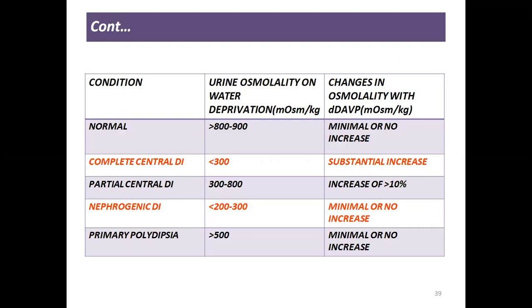So we have these two tests, that is the water deprivation test and artificially injecting the vasopressin. If the condition is normal and the patient is not suffering from any renal disorder, then in the water deprivation test the osmolarity would be more than 800 to 900 milliosmoles. In case of vasopressin, the osmolarity would be the same, or there will be a slight decrease, or it remains the same.